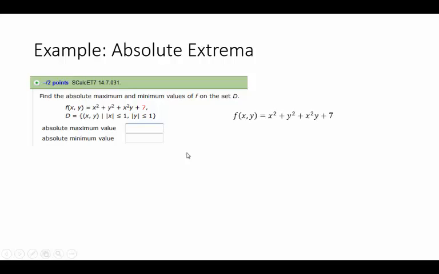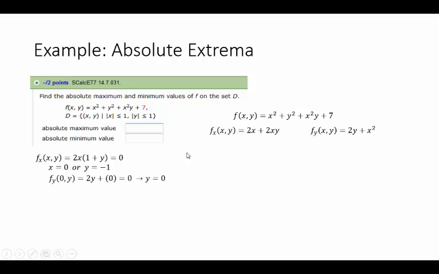So let's take a look at our function, and our first step is to find the critical points. So let's take the first derivatives, fx and fy, and then we're going to find the critical points where both are equal to 0. So again, I'm going to set fx equal to 0, and here I have a situation where either x is equal to 0 or y is equal to -1. So I'll take those in turn. Let's take 0 first: when x is equal to 0, put that into the fy equation, set that equal to 0, and we see that y is equal to 0. So it looks like (0, 0) would be a critical point.